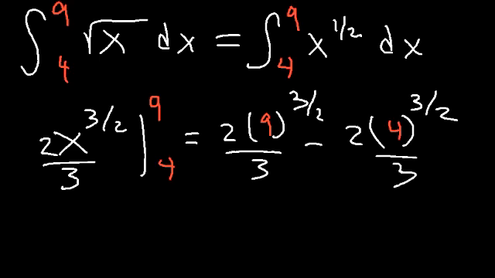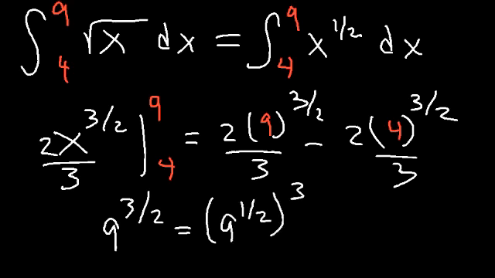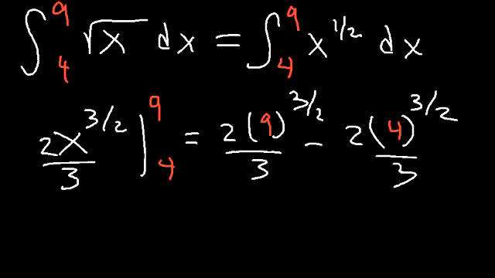Now, what exactly is 9 raised to the 3/2? 9 to the 3/2 is the same as 9 to the 1/2 raised to the 3rd power. 9 to the 1/2 is the square root of 9, which is 3, and 3 to the 3rd power is 27. So that whole expression is just equal to 27. So we have 2 times 27 divided by 3.